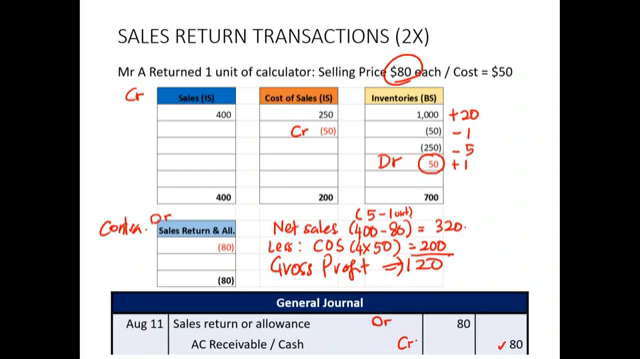So for sales return and allowances, always remember the first one you're going to do is reimburse the cash payment, or reduce your account receivable. You're going to credit your account receivable or cash, debit your sales return and allowances. The second part is to record the additional inventory. There is one unit of inventory that was 50. So your total inventory now should be 750. So that is your inventory balance.